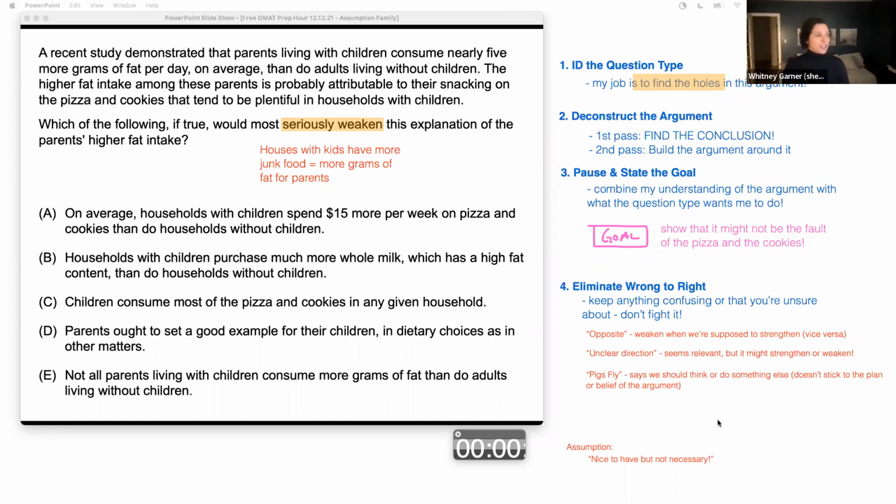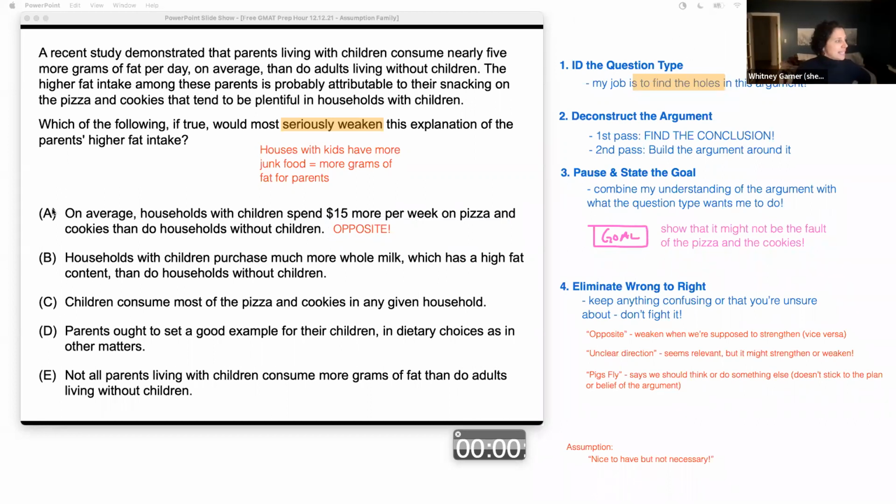A: on average, households with kids spend $15 more per week on pizza and cookies than do households with children. This is an opposite answer because this strengthens. This is the opposite of what we want. B: households with kids purchase much more whole milk, which has a high fat content, so much more than do households without children. Well, I want to show that it's not pizza and cookies that are doing this. This could be a good piece of evidence. This would say, actually, it's probably the whole milk. It's not pizza and cookies. So whole milk stays on the board.